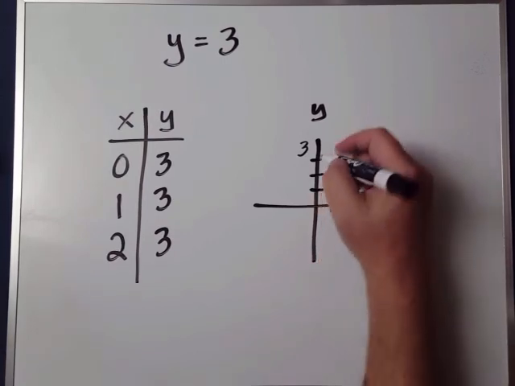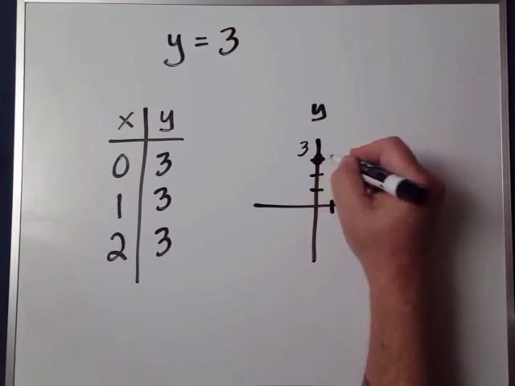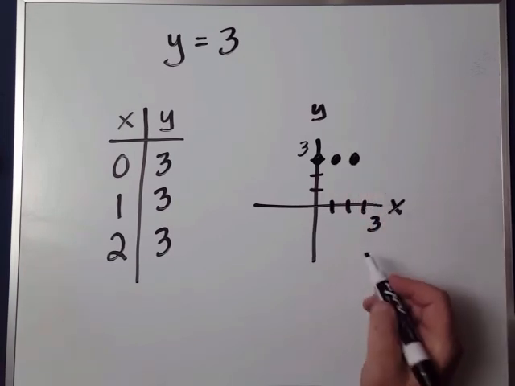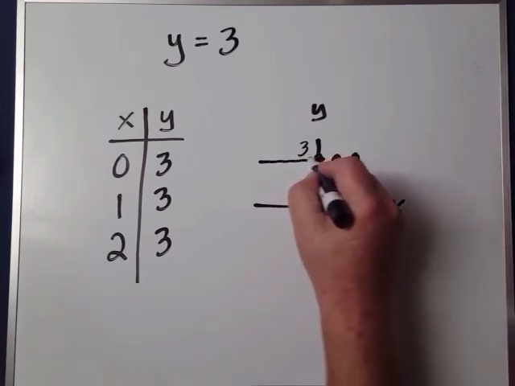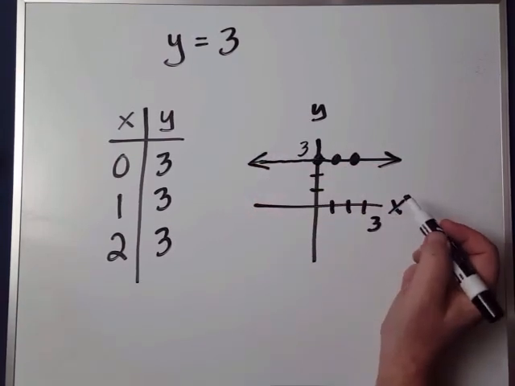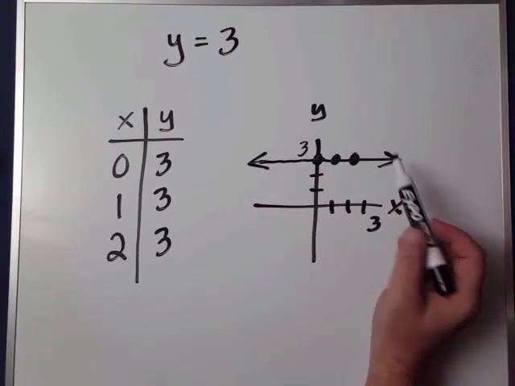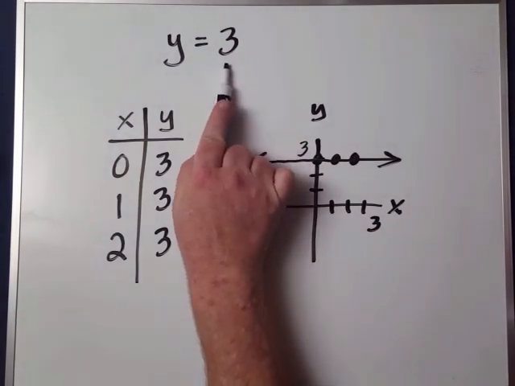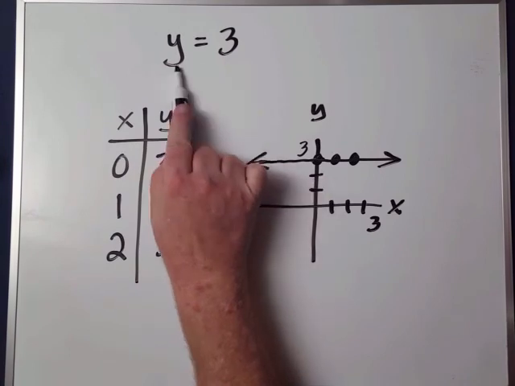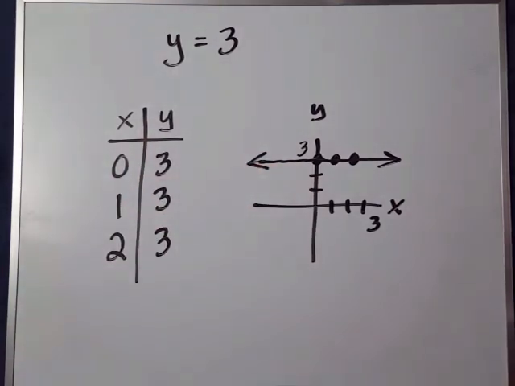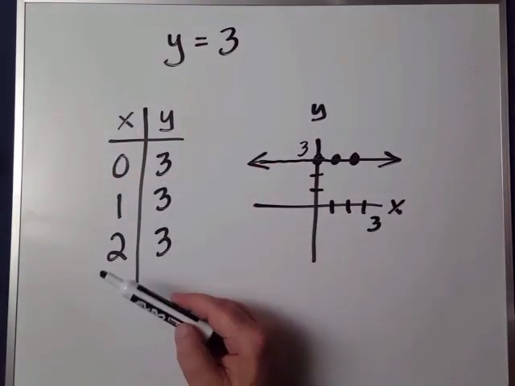The point (0, 3), the point (1, 3), the point (2, 3). You can see that this is going to be a horizontal line that passes through 3 on the y-axis. Watch this. This is the horizontal line that passes through, right here, 3 on the y-axis. The horizontal line that passes through 3 on the y-axis. So straightforward.